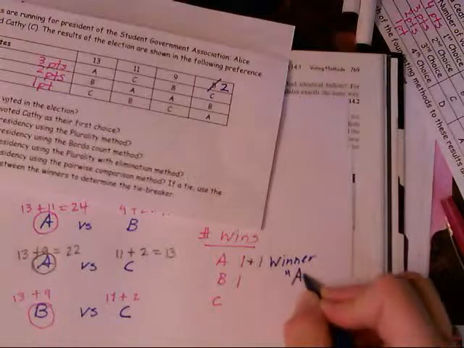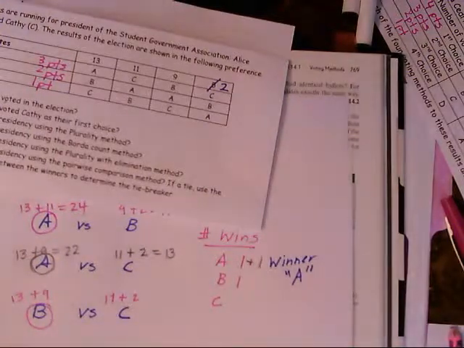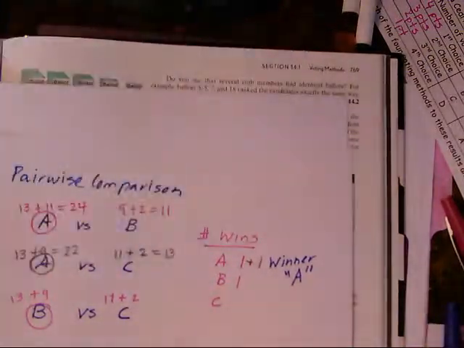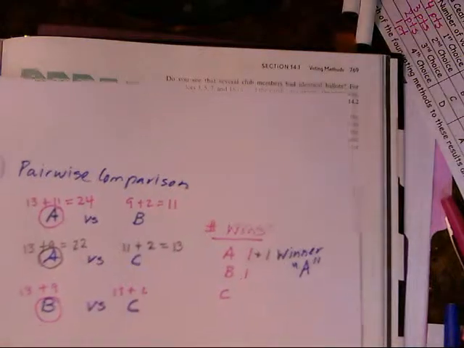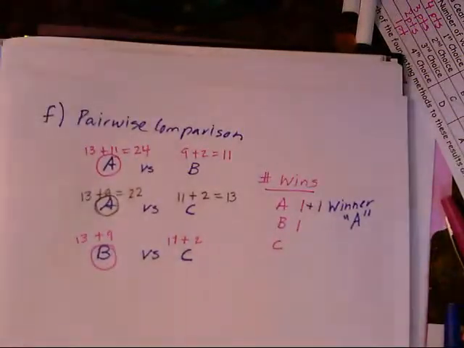So sometimes you get the same winner doing different methods, and sometimes, like in the Harry Potter situation, you get a completely different winner with the different methods. That's all we need to do in this section.